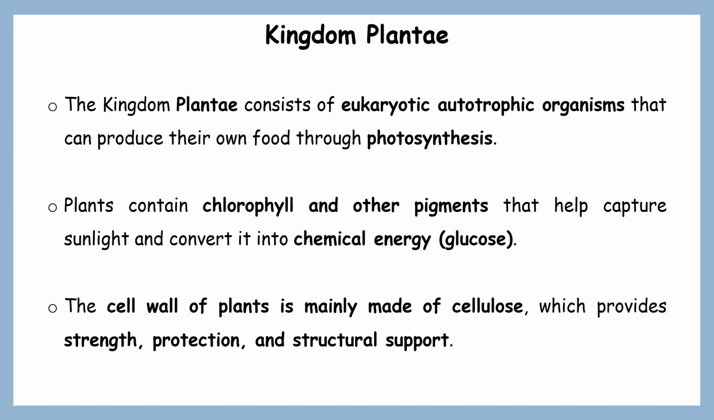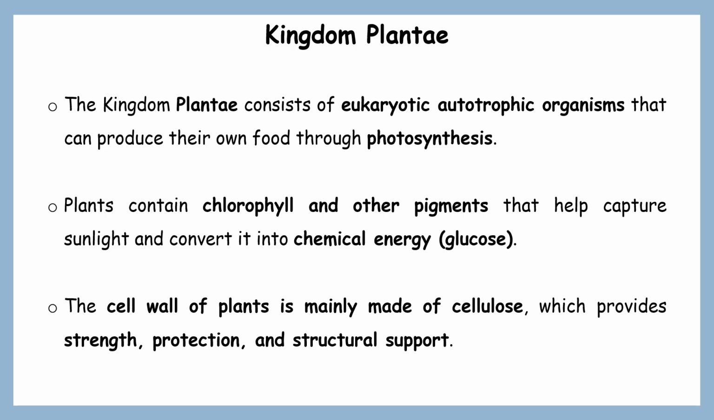Next is kingdom Plantae. The kingdom Plantae consists of eukaryotic autotrophic organisms that can produce their own food with the help of a highly specialized process known as photosynthesis. Plants contain specialized pigments such as chlorophyll and other pigments that help in capturing sunlight and converting it into chemical energy.